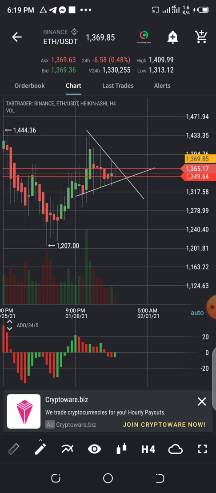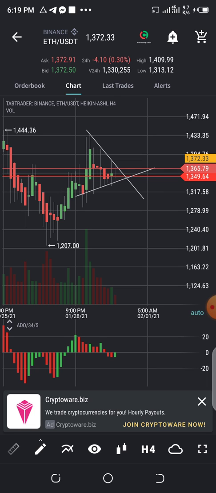So why the trend lines? The trend line is actually a diagonal line, just like the ones I drew here. They are diagonal lines. I'm going to show you how to draw them later in this class, but I'll be starting with support now.